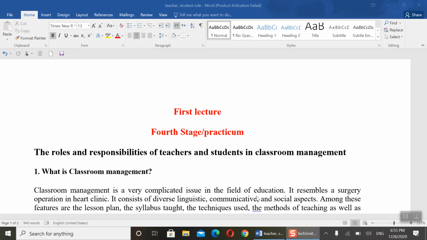He just goes to class, explains, gives grammatical rules, reading, okay? Writing, asking some questions, and then he ends the lesson or the lecture. This is the traditional way. This means that the teacher is the only person who leads the class. So his role here is active. But we find that the students, their role is passive.